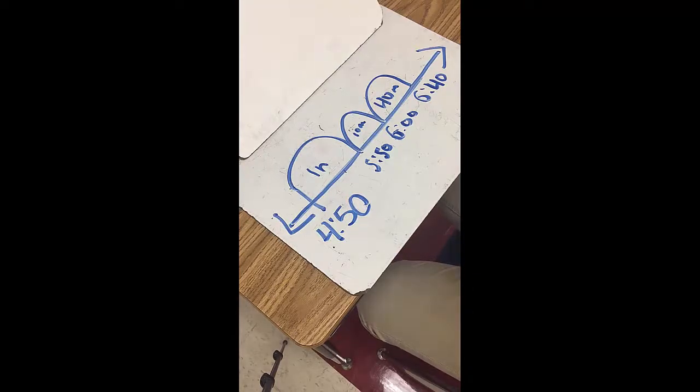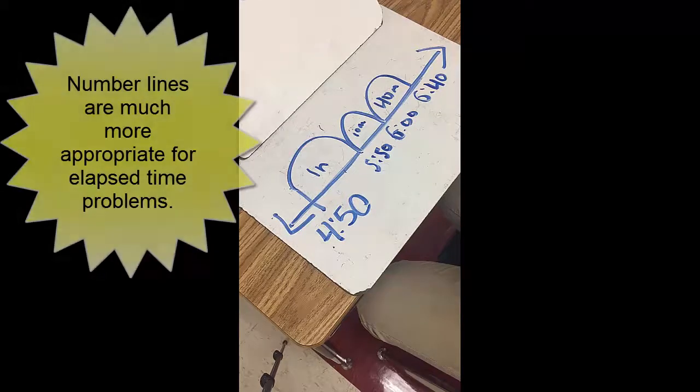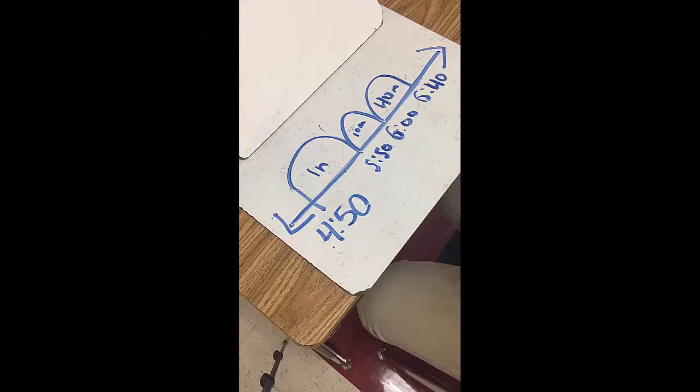Okay. So this student does, in fact, understand that 100 minutes should be decomposed into 60 minutes and 40 minutes for regrouping, but he does not apply this understanding when using the stacking algorithm. This is the reason why number lines are much more appropriate for elapsed time problems, because they better allow students to make sense of the numbers and operations as well as the context of the problem.